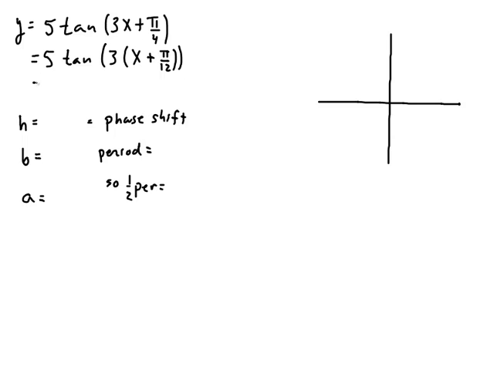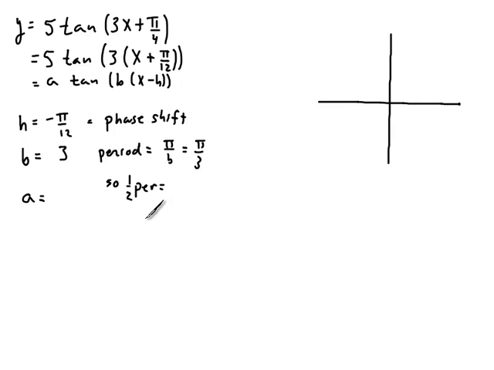And from here, I can compare this to the standard form of our equation, which should be a times the tangent of b times the quantity x minus h. Doing this, I can see that negative h is pi over 12. So I know that h itself has to be minus pi over 12, and that's going to be my phase shift. The value of b is equal to 3. And for the tangent, I know that my period is always going to be the period of the standard tangent function, which is pi divided by b, which will give pi over 3.